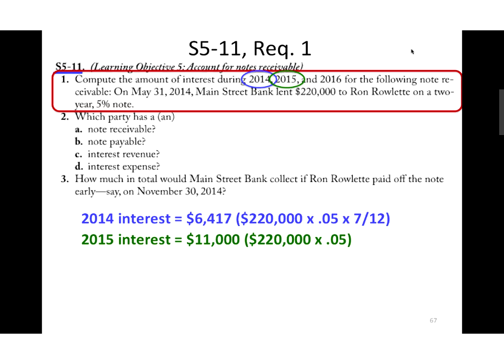And then finally in 2016, this is being paid off May 31st, it's due in 2016. So 2016 interest, we have $220,000 times the 5% rate times the 5 months. We hold it 5 months in 2016. It's not due till May 31st, so we hold it for January, February, March, April, May. So 5 months. So the interest in 2016 will be $4,583.